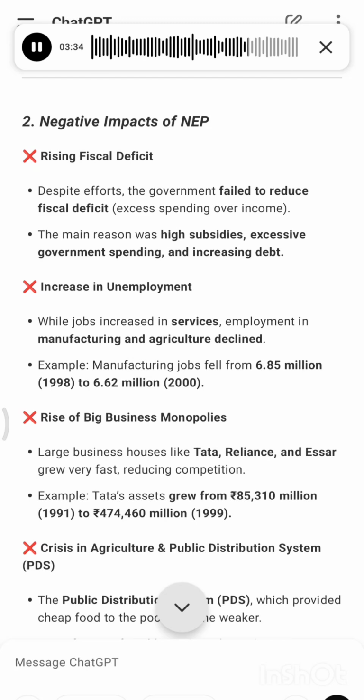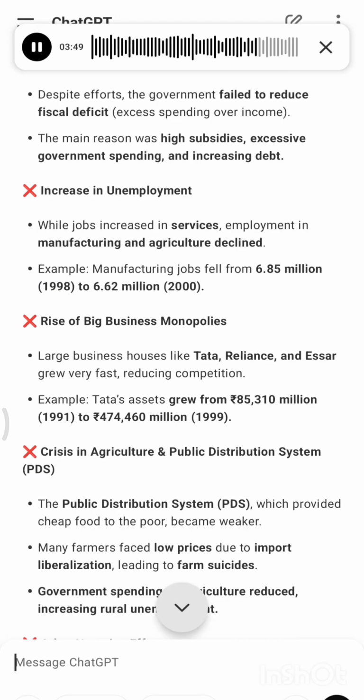Rise of big business monopolies. Large business houses like Tata, Reliance, and Essar grew very fast, reducing competition. For example, Tata's assets grew from 85,310 million in 1991 to 474,460 million in 1999.